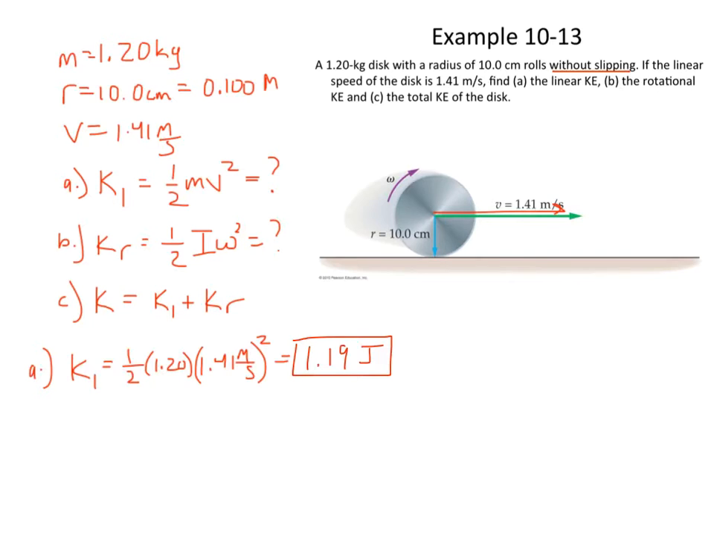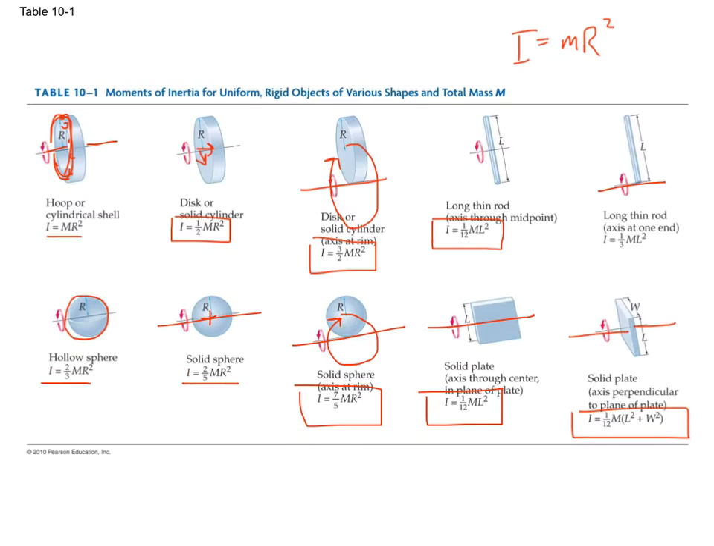I just did A, now do B. Kinetic energy rotational, that's 1/2 I omega squared. Now we need to look up our I, our moment of inertia. It's a solid disk, a solid 1.2 kilogram disk. Let's look that up. We go to our table of moments of inertia for various different objects, and we've got a solid disk right here. The I is 1/2 mr squared. So let's go back to our problem.